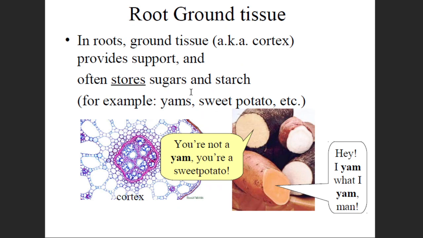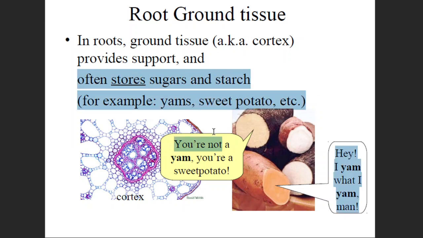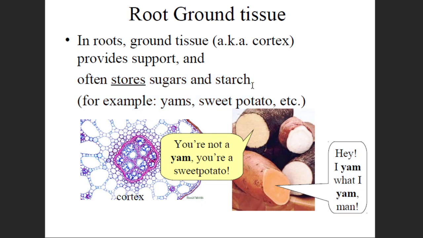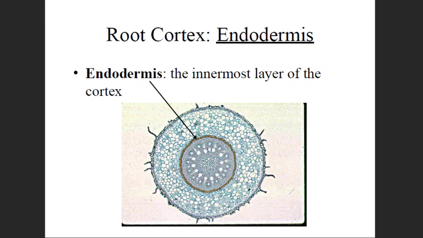Ground tissues, the major part of it is covered by the cortex. It provides support. They often store sugars and other components within a plant, as in the case of starch in potatoes and all. Next is the root cortex, which is the internal part other than the cortex.